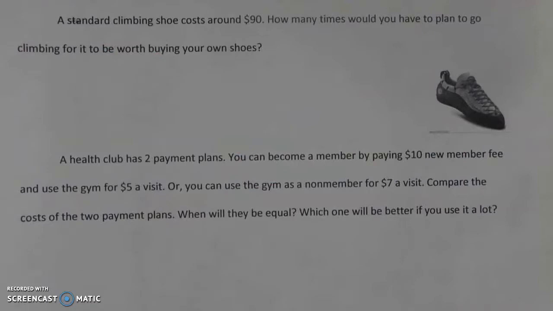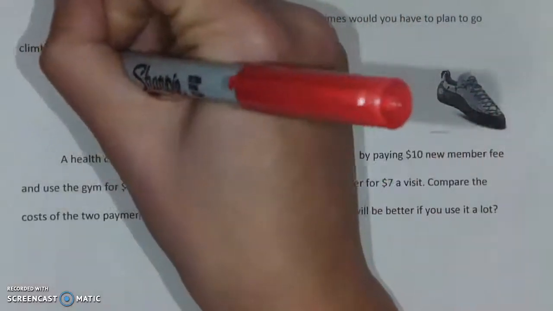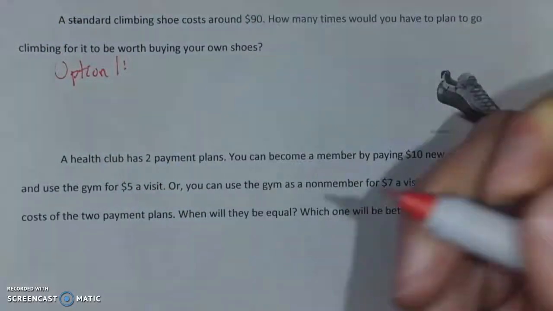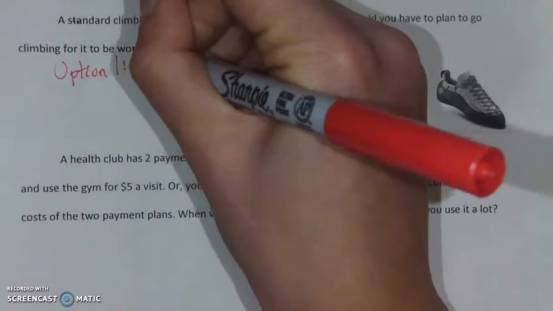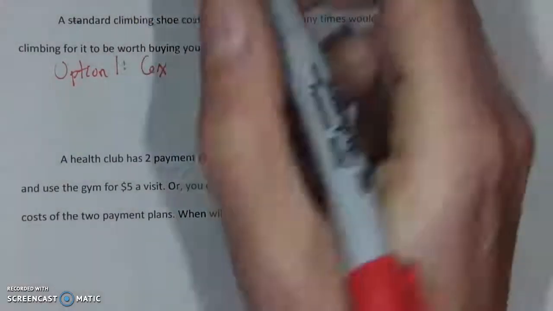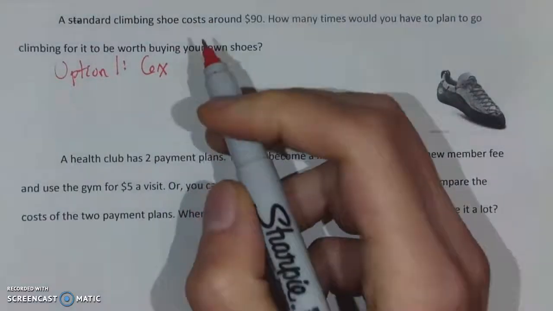A standard climbing shoe costs around $90. Now let's say that you want to figure out how many times you'd have to go climbing for it to be worth it to buy your own shoes. So if I look above, the rental for shoes is $6 each time. And my first option is, I could just not buy the shoes, I could rent it. It's going to be $6 per time, so that would be 6x, or 6 paid repeatedly.